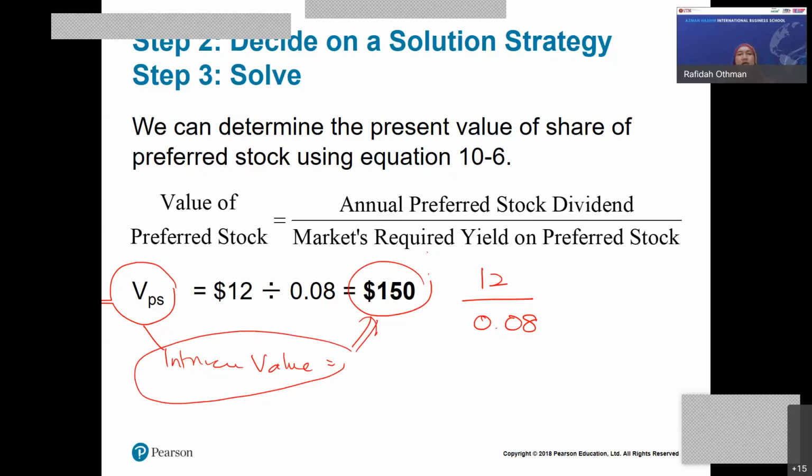Okay, so these are the calculations of common stock and preferred stock. Now what we're going to look at is that the calculations we have done much earlier on bond, preferred stock, and common stock are actually from the investor's point of view.